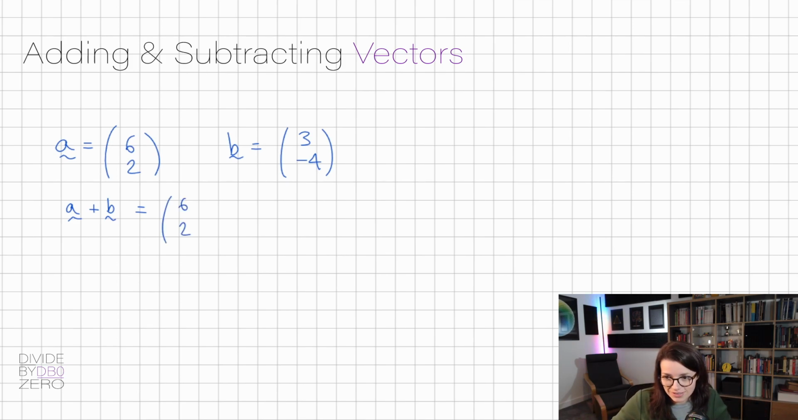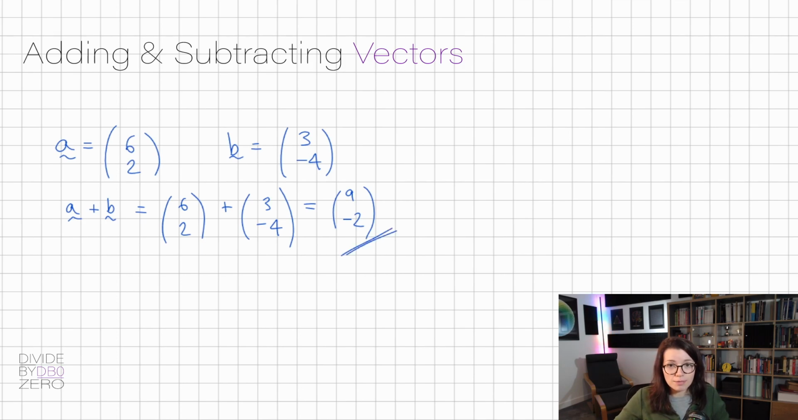So you do (6, 2) plus (3, -4). I always think this looks way more complicated than it actually is, because all you need to do is add 6 and 3 to get 9, and then 2 plus -4 is just the same as 2 take away 4, so -2, and then you're done.